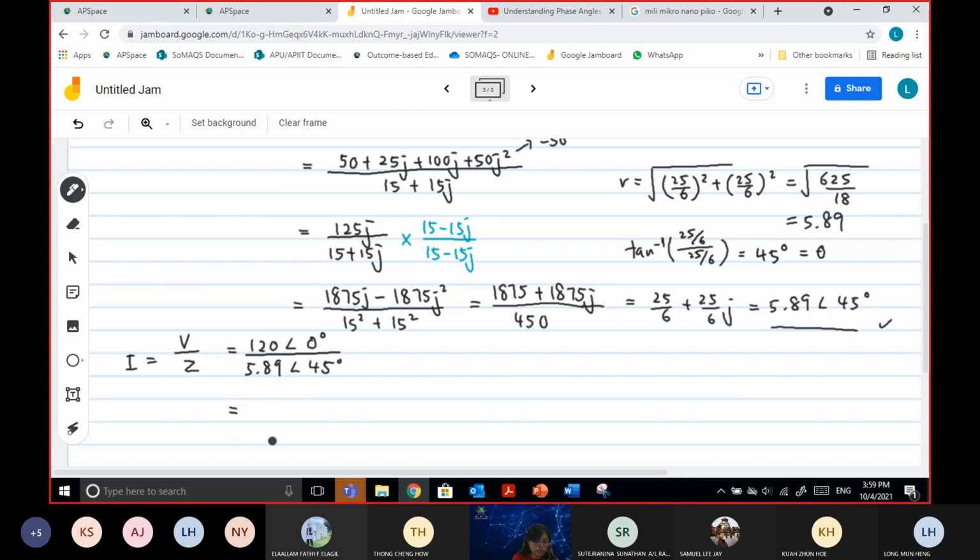So 120 divided by 5.89, you get 20.37. Then for the angle, 0 minus 45, so negative 45 degrees. So this is the answer, because they asked for the answer in polar form.